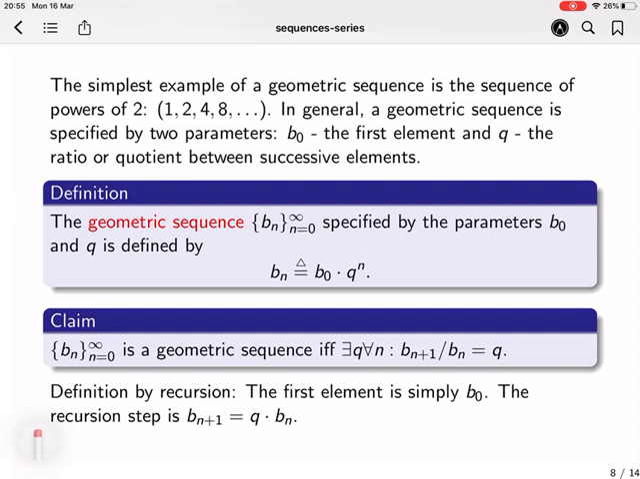Okay, now we could define geometric sequences by recursion. How would we do that? The first element is simply b0, and b(n+1) equals q times bn. And we could prove that the first definition and the second definition are equivalent by using the claim. The claim tells us that if the ratio between every two successive elements is q, then you get a geometric sequence with ratio q, and therefore these two definitions are equivalent.